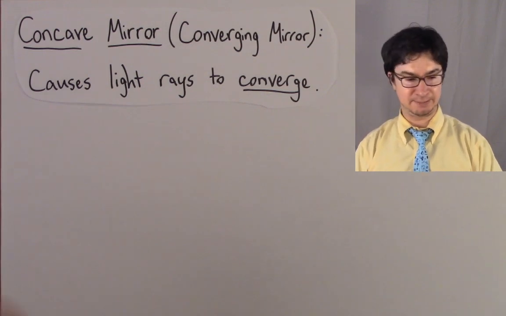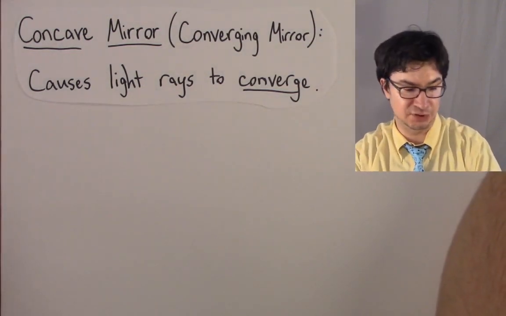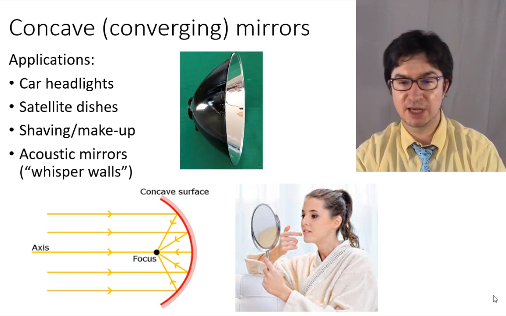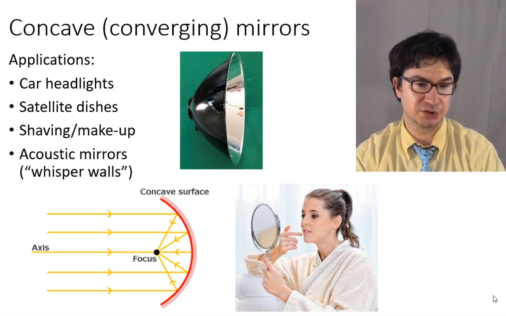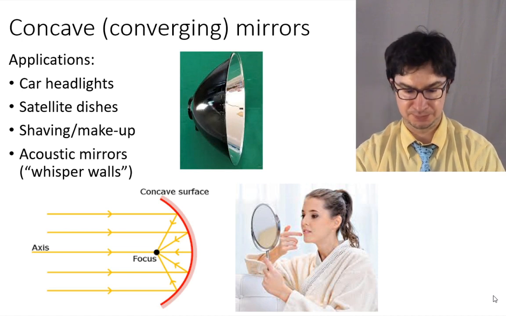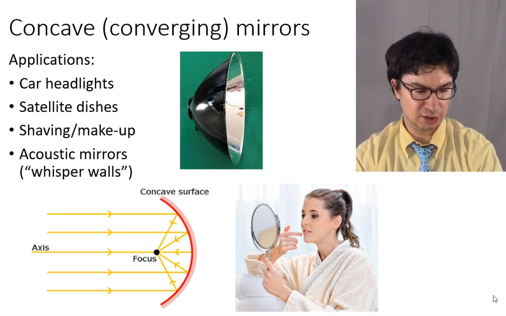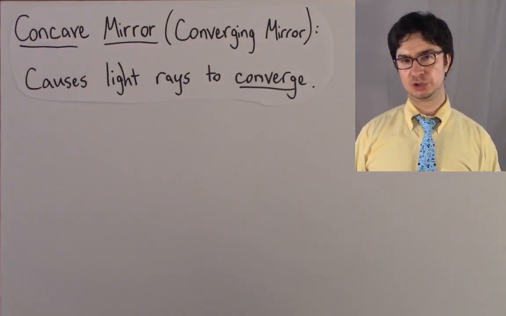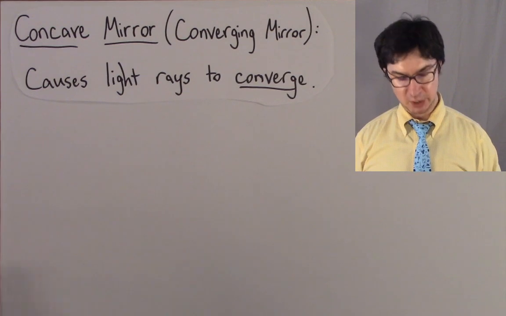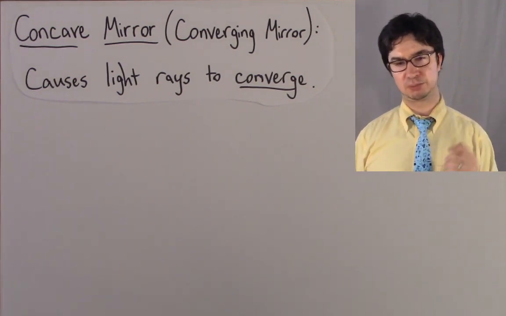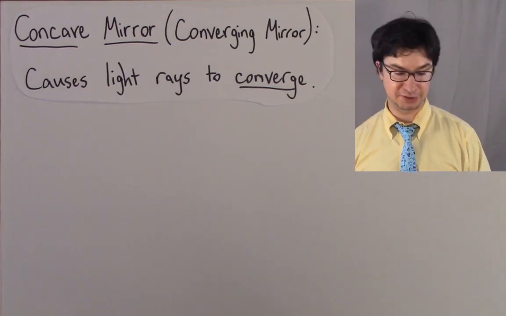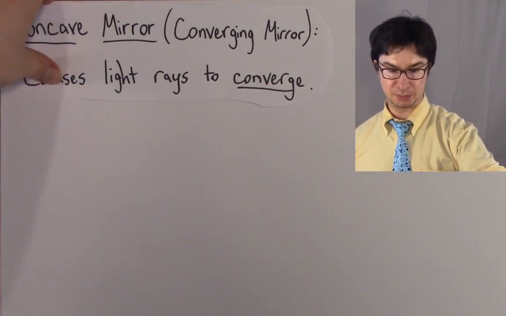So let me give you some examples and some applications of concave mirrors in everyday life. Our applications could include car headlights, satellite dishes, shaving or makeup mirrors, and acoustic mirrors, also known as whisper walls. Let's move ahead and take a look at our notes for concave mirrors. When we do diagrams for concave mirrors, we need a ruler. So please grab yourself a ruler, grab yourself a straight edge, because otherwise we're going to have a really difficult time. Let's start out by drawing a diagram.